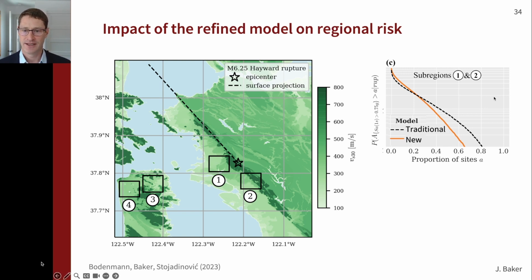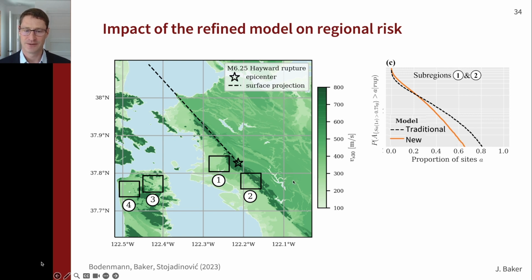We ran a bunch of simulations and then just counted up how often that was happening, and made these plots here with the 2 different correlation models. So in this case, the traditional model is predicting it's more likely that we would see a high proportion of sites that are higher than that given ground motion amplitude. The new model would say, no, it's actually a lower probability that would happen.